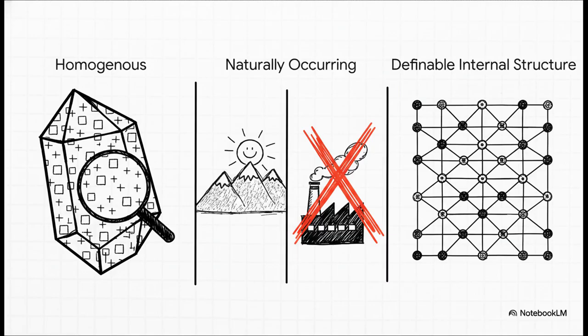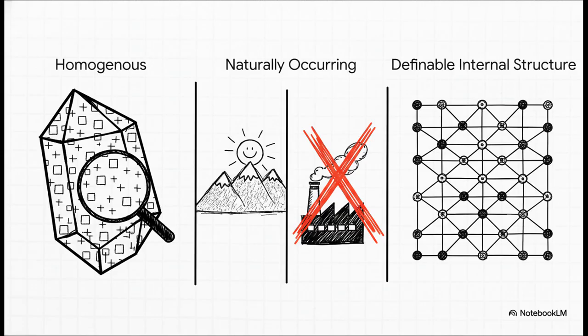Let's break that definition down. First, what does homogeneous mean? Well, it simply means that the substance is the same all the way through. Think of a small crystal of sugar. If you break it into even smaller pieces, each piece is still sugar, right? That's homogeneous. Next, naturally occurring.